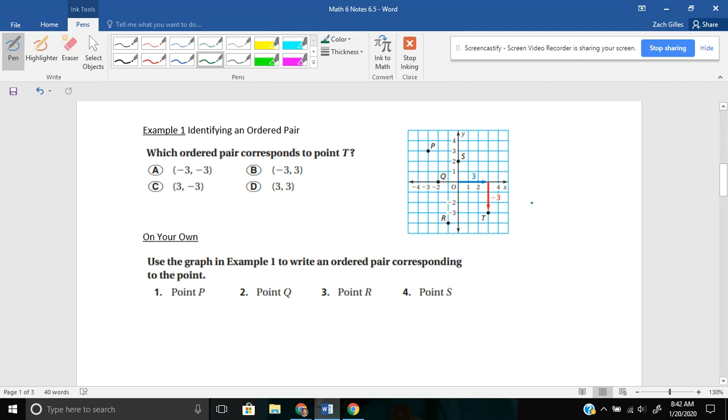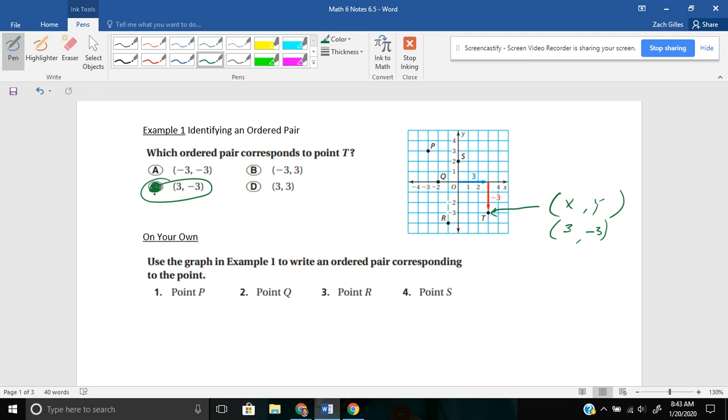So here's point T, and what we need to think about for ordered pairs is, remember, our x is first and our y is second. Starting at 0, we had to go right 3, and you see that's represented with the blue 3. If I'm going right, notice my numbers are positive. So that would be +3. And then I'd have to go down 1, 2, 3. And going down represents a -3. So a 3, -3 would correspond with letter C there. Point T is 3, -3. So the correct answer is letter C.